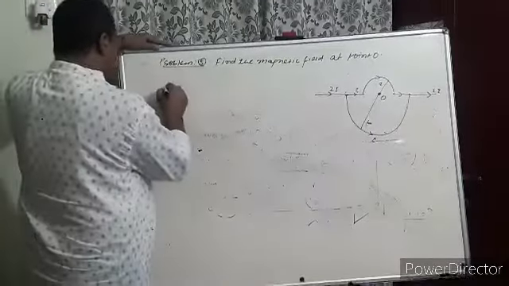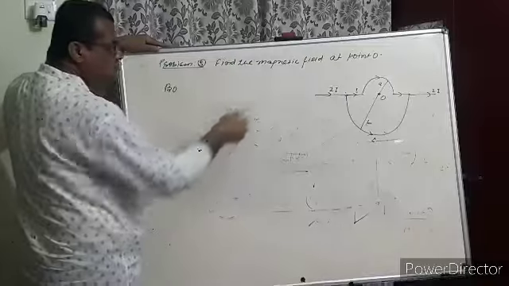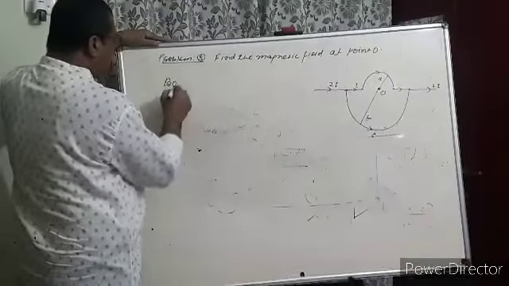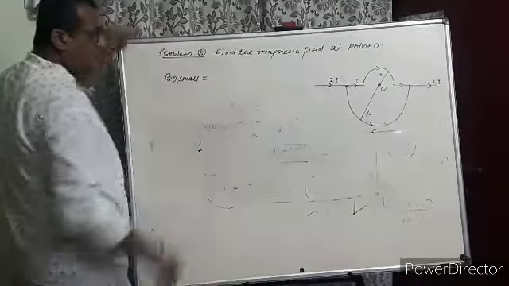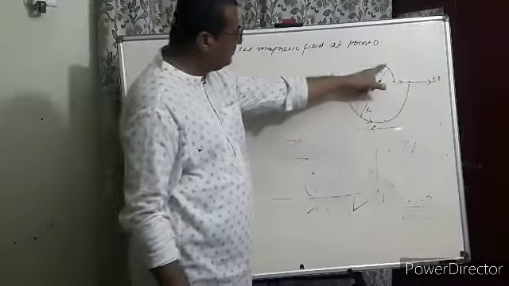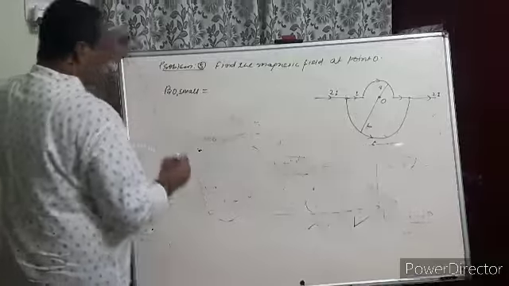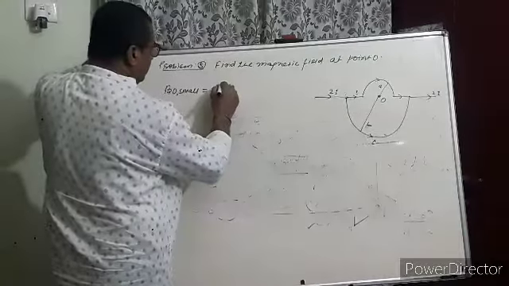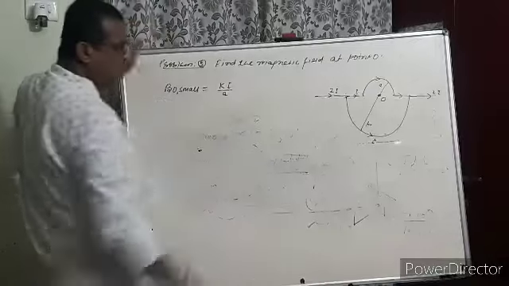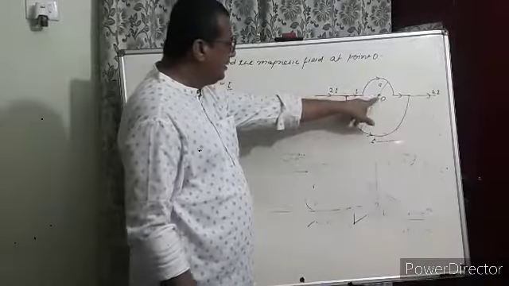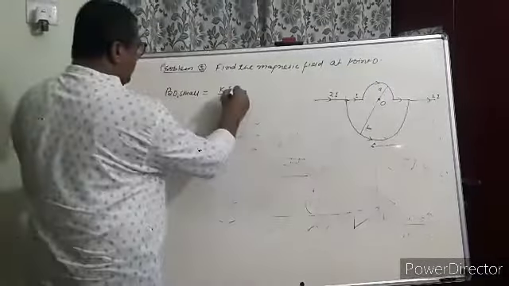So magnetic field at O due to the small semicircle. This is a small semicircle. So this will be equal to K I by A. This is a semicircle, so multiplied by pi.